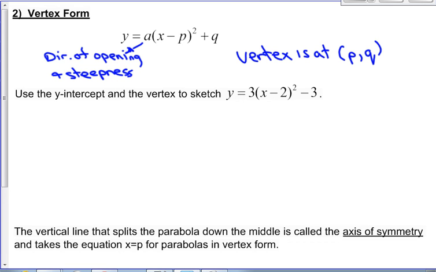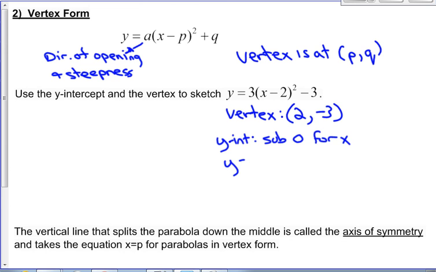3(x - 2)² - 3. So first of all, the vertex: it's at x minus 2, so the vertex has an x-coordinate of 2. It's whatever you're subtracting there, and a y-coordinate of negative 3. If we want the y-intercept for any curve, we just sub 0 for x. So that's going to be 3(0 - 2)² - 3, which would be 3 times 4 minus 3, or a y-intercept of 9.